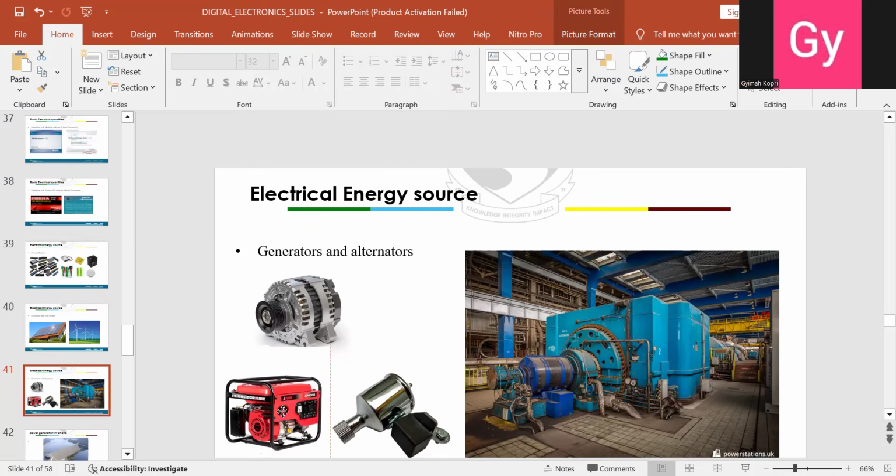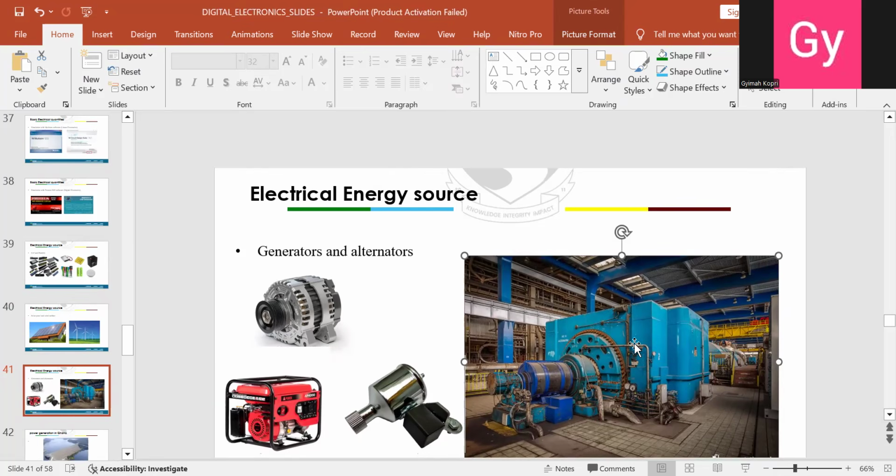Then we have this generator too, which is very common in town. The only one that will not be common is the dynamo. This dynamo is the one found in bicycles, so except those who ride bicycles, you'll not be able to know. But the big one on my right is a big alternator that can serve a whole nation or a whole company. That one is what we call the alternator. You can call a lot of them generators, but you should bear in mind that when we mention generators, we are actually referring to those which generate DC.